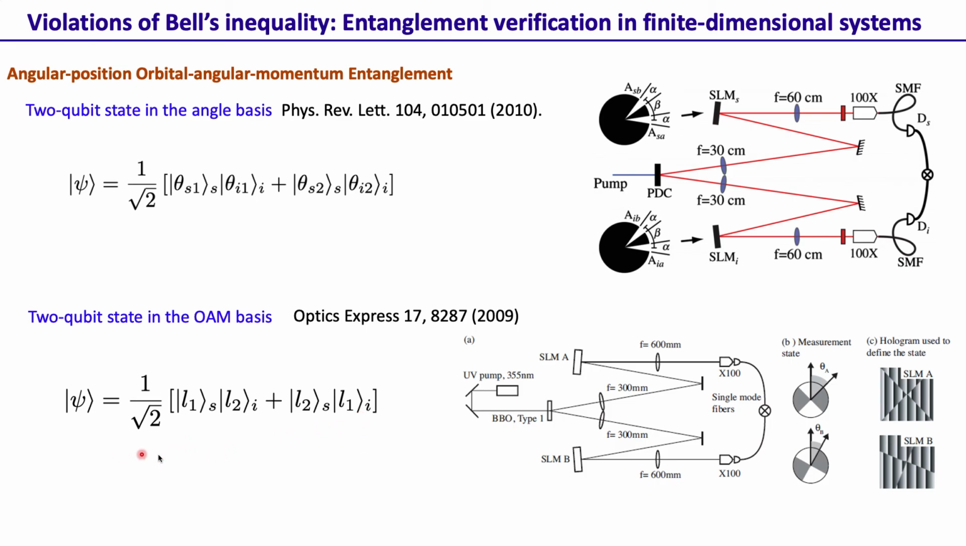So for such a 2 qubit state, there was this Bell inequality experiment done in 2009, and the value of this parameter was found to be 2.69. So this shows that yes, the Bell inequality has indeed been violated, and so this experiment proves the existence of angular position orbital angular momentum entanglement, and that this is a valid way of producing a 2 qubit state.